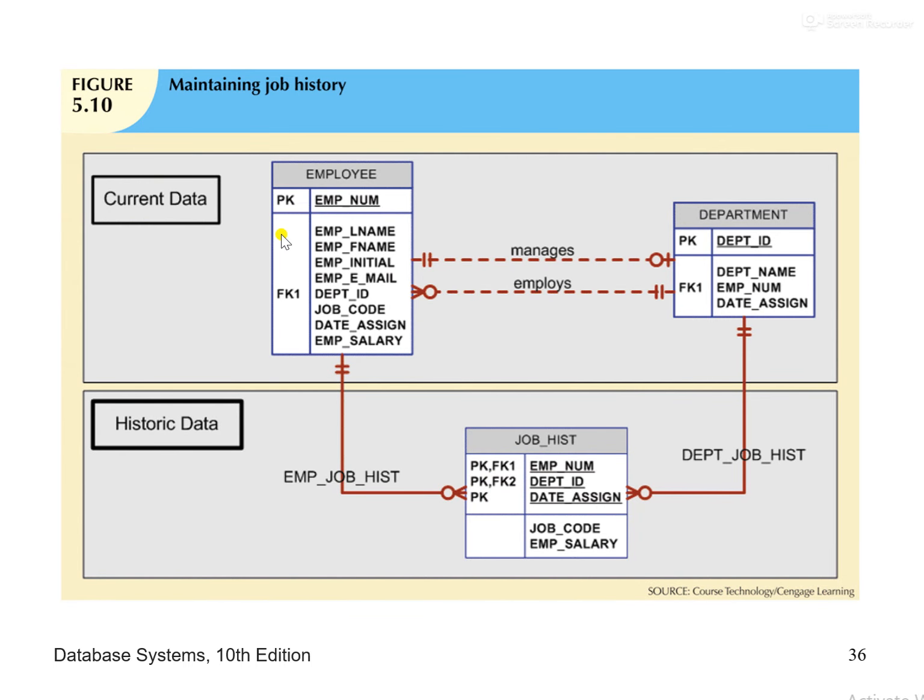Again, here we have another example where we want to keep a record of historic data, like employee job history. When he has been promoted, his designation has been changed. So what we can do is create a new table, job history, where we have job code and employee salary, both saved here, and we keep a record of the job history of the employee with respect to this table job history, and it is a one-to-many relationship with both employee as well as department.